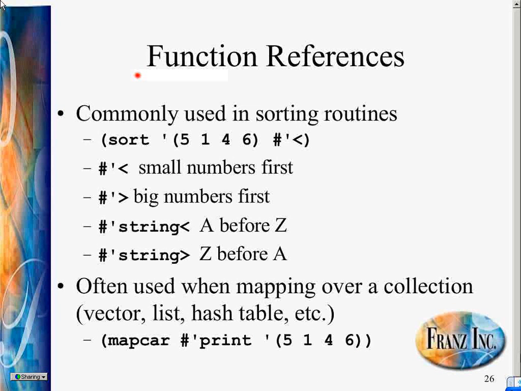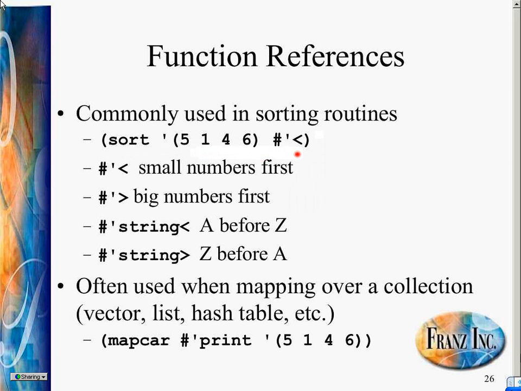There are a number of standard Common Lisp functions which take functions as part of their argument list, and one that we may all be familiar with is sort. And sort takes two required arguments. The first one is something to sort, typically a list, and the second one is a function which is the one that will be used to compare objects.